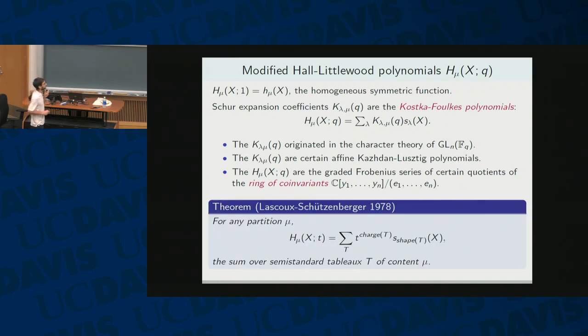All right. So there's a nice combinatorial formula for these in terms of semi-standard tableaux and a statistic called charge due to Lascoux and Schützenberger.